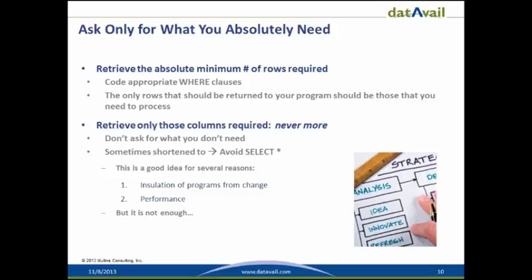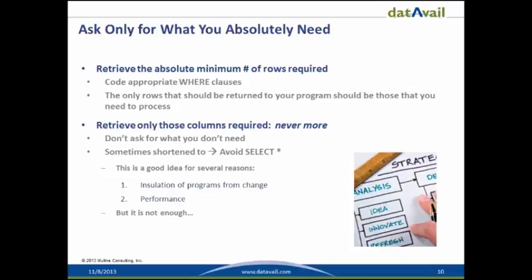As you go through and write your queries, ask only for what you absolutely need. And yes, that sounds like simple advice, but I can almost guarantee you, I can walk into just about any shop in the country, or maybe the world, I should say, and find examples where this isn't followed. Retrieve the minimum number of rows, retrieve only the columns required. Minimum number of rows means code appropriate where clauses. In other words, avoid stage 3. Only the columns required means put into your select list only those columns you absolutely need.